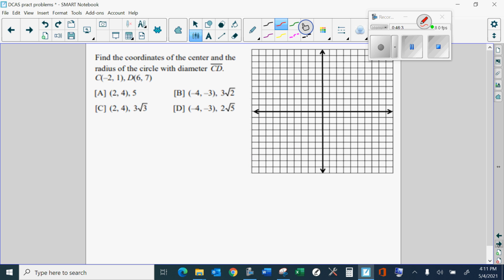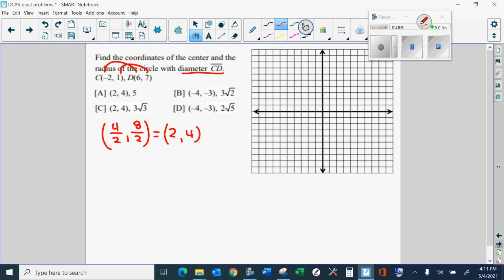Okay. Find the coordinates of the center and the radius of the circle with diameter. I told you we've already done this problem in our homework. So I have to get the midpoint. This is the endpoints of the diameter. So I need the midpoint. 6 plus negative 2 is 4. Divided by 2 is 2. And 7 plus 1 is 8. Divided by 2. So what did that give me? 2 comma 4. There's my center.